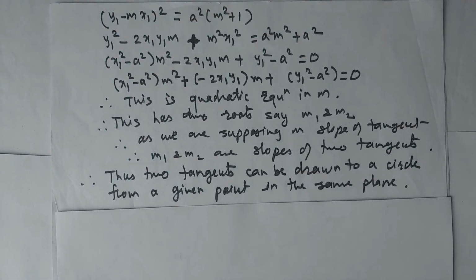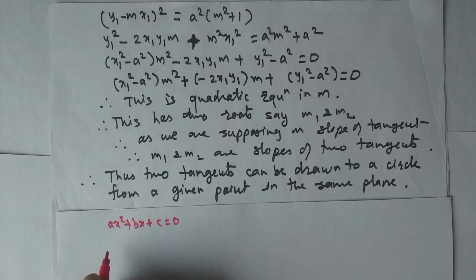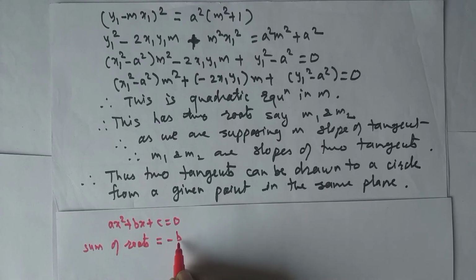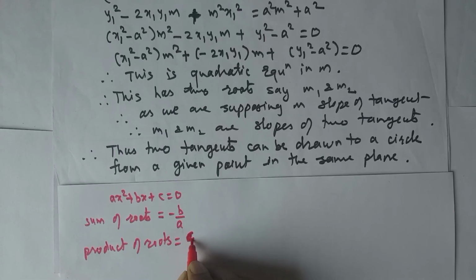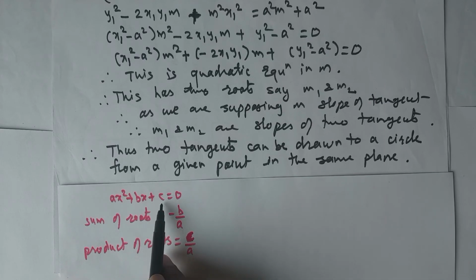Okay, now we know that if a x square plus b x plus c is equal to 0 is a quadratic equation, then what is the sum of roots? We know that the sum of roots is minus b divided by a, and the product of roots is c divided by a. We know these two formulae. We have studied these formulae in your 10th standard in the chapter quadratic equation. If a x square plus b x plus c is equal to 0, then the sum of roots means minus b divided by a, and the product of roots means c divided by a, where a is the coefficient of x square, b is the coefficient of x, and c is the constant.